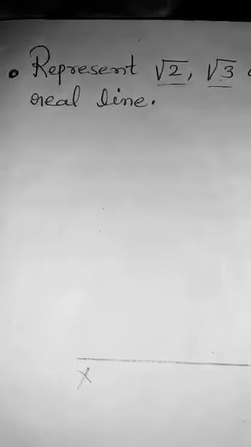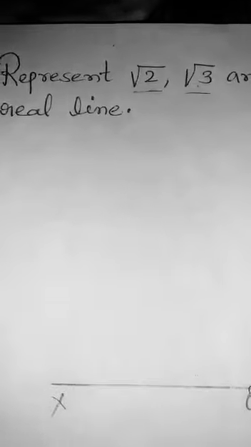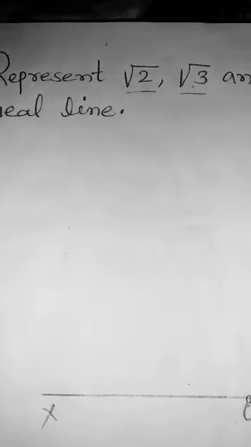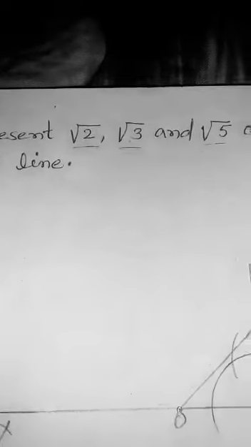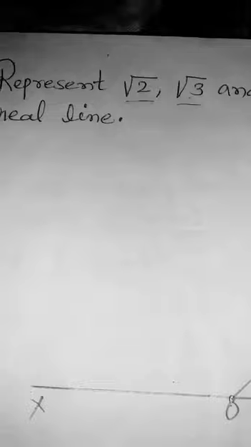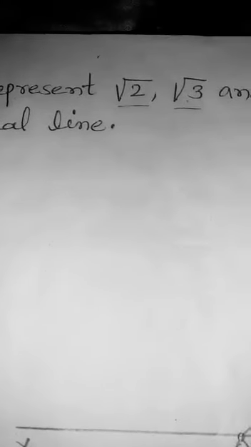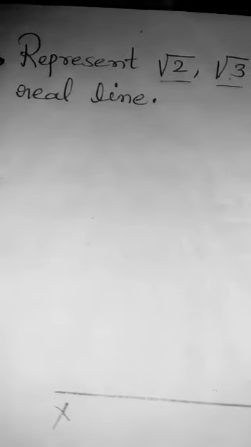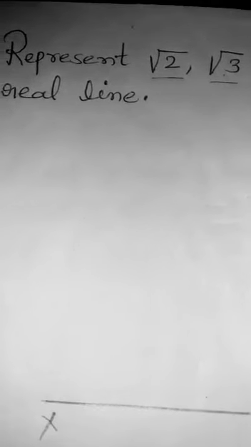So let us come to our topic from real number. Today I am going to teach how to represent root 2, root 3, root 5 and suppose root 10 on the number line, or you can say on the real line. See students, this is a very important topic, and from this topic definitely you will get one question. So this is very important, and just see how we represent all these root 2, root 3, root 5, root 10 and similarly the other numbers on the real line.